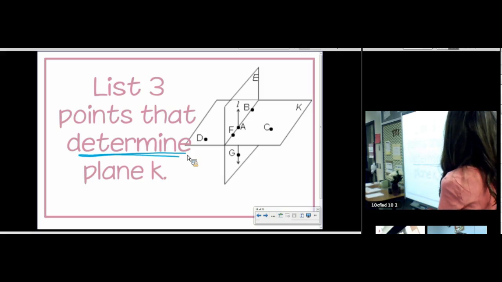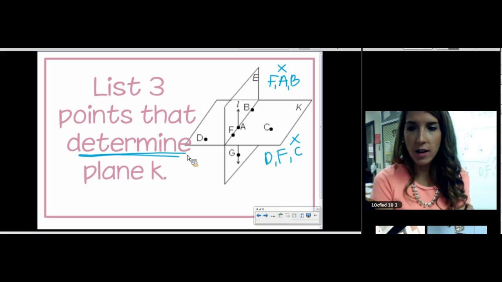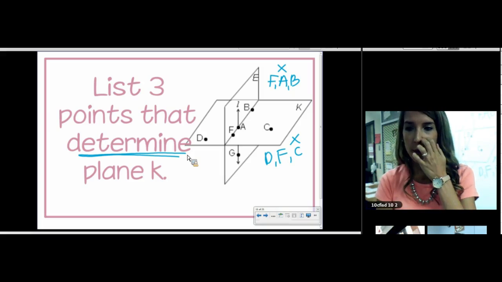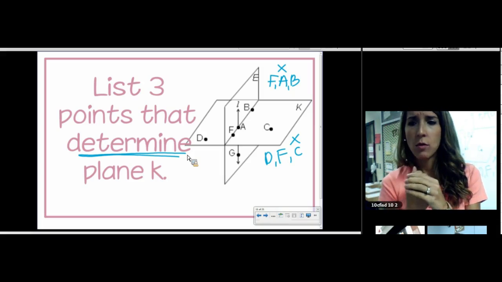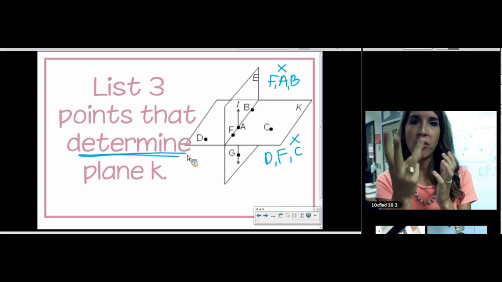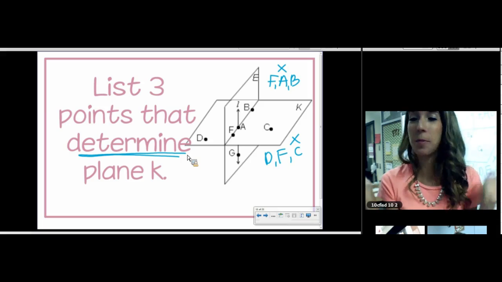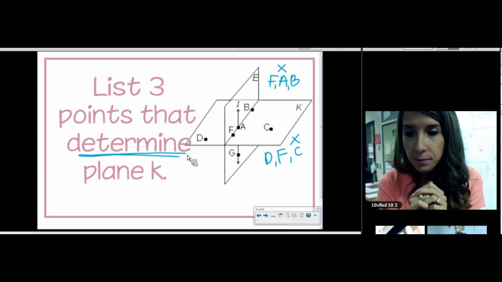This would be a wrong answer, bad, and this would be a wrong answer, bad. Why am I not allowed to answer with those answers even though those points are all in plane K? Good. Those points, to me, it looks like they might be collinear. So remember, if you're going to determine a plane, it has to be 3 non-collinear points that determine a plane. Any other points that you named would be correct from there.